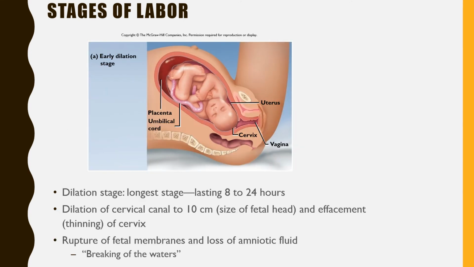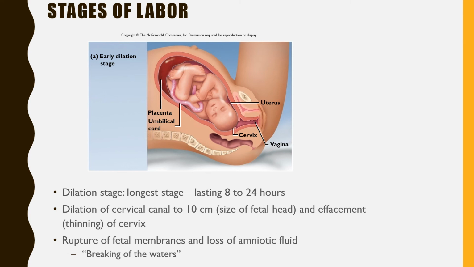Okay, so the first stage of labor is dilatation. Longest stage, the timing of it is quite variable, again, depending on multipara, primipara, and some other factors as well. But that can last anywhere from 8 to 24 hours. And dilatation of the cervical canal. So as it's widening open, tend to be about 10 centimeters is what they're looking for, because that's going to be the size of the fetal head typically.